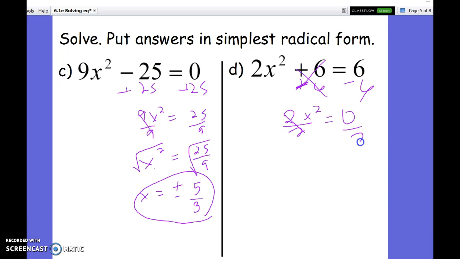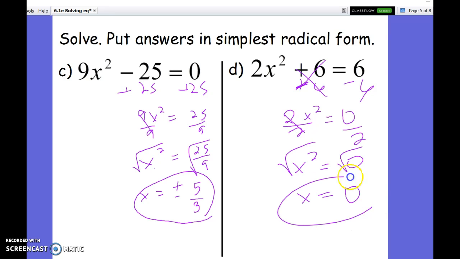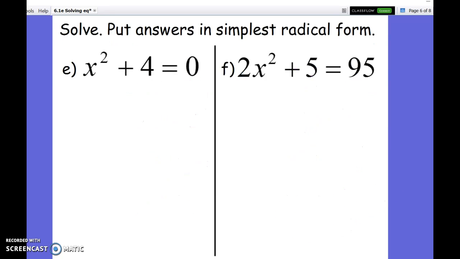Well, when we divide by 2, we'll end up with x squared equals 0. When we take the square root, well, the square root of 0 is just 0. So x equals 0 is our final answer. Letter E, x squared plus 4 equals 0.